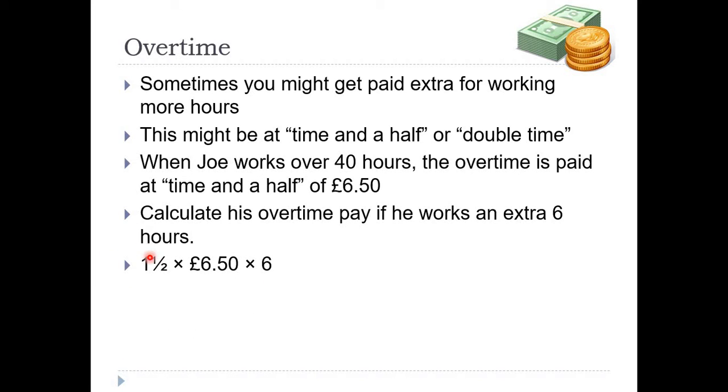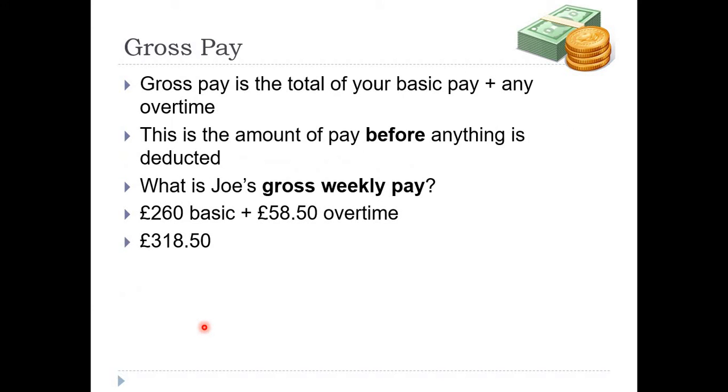So we've got our time and a half multiplied by 6.50 and then multiplied by the 6 hours. So it becomes 1.5 times £6.50 multiplied by 6, which gives us an answer of £58.50. So that's how much Joe is going to earn in overtime.